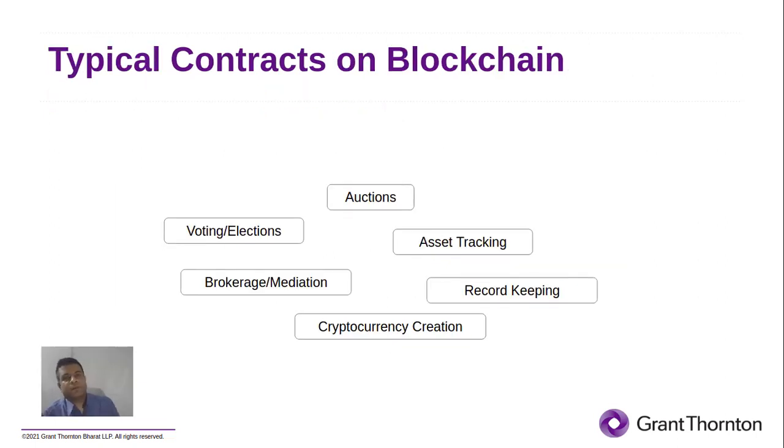Some of the typical contracts that are put on the blockchain are auction contracts, which need transparency, voting and elections, which are again dependent on a transparent count of votes, brokerage, mediation, asset tracking, obviously cryptocurrency, and any sort of record keeping that needs audits and transparency.